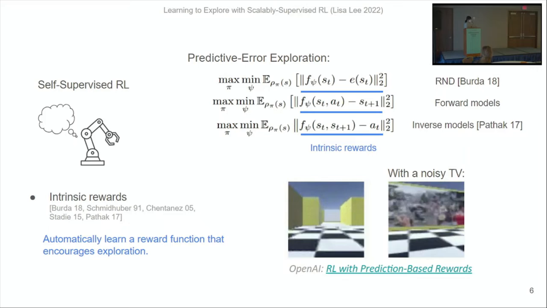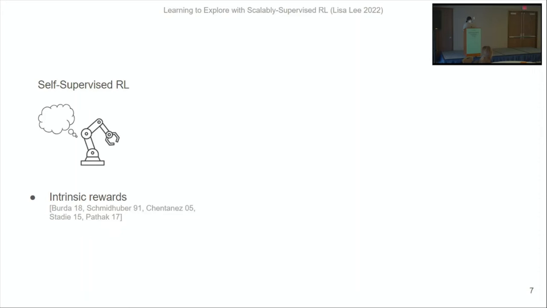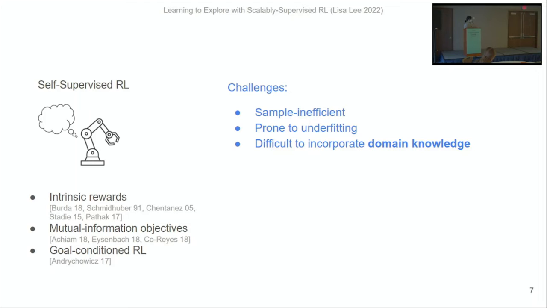Within self-supervised RL, there are other classes of methods such as mutual information objectives and goal-conditioned RL. While these methods can learn without a reward function, there are several open challenges. One is that they are sample inefficient and prone to underfitting, especially in large high-dimensional search spaces. It's also difficult to incorporate domain knowledge into the learning algorithm, and it's unclear how to quantify what is good exploration, as that can depend on the domain and the task.